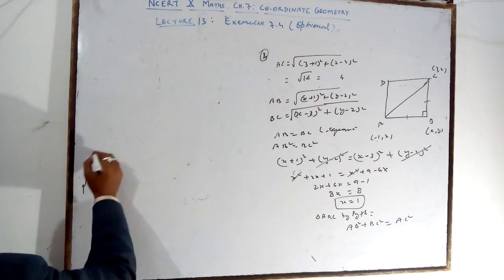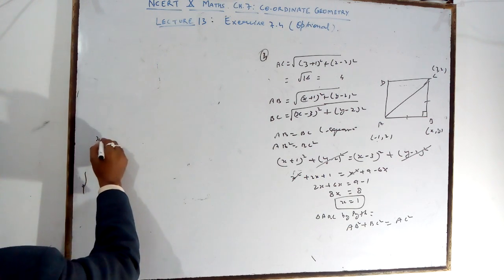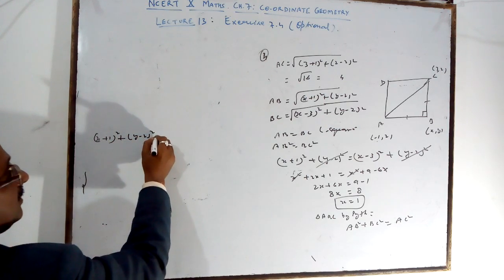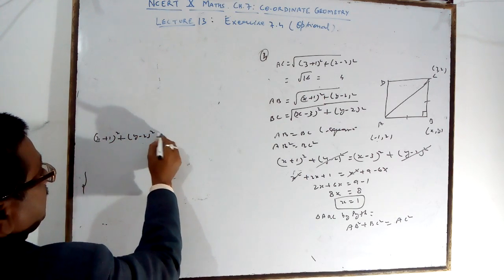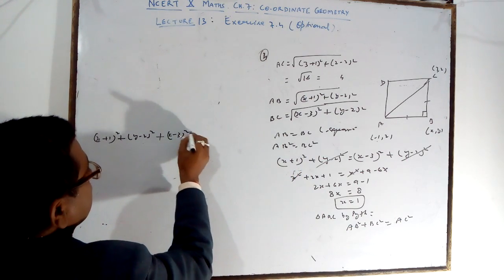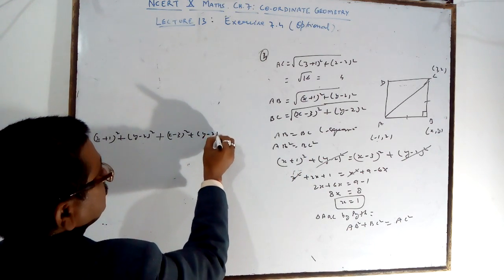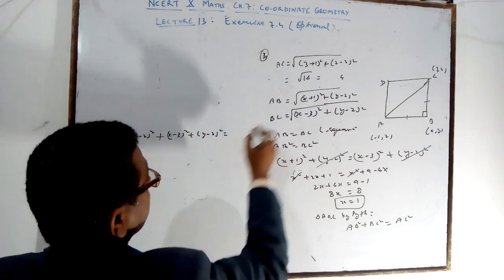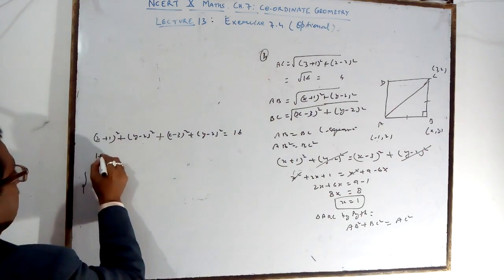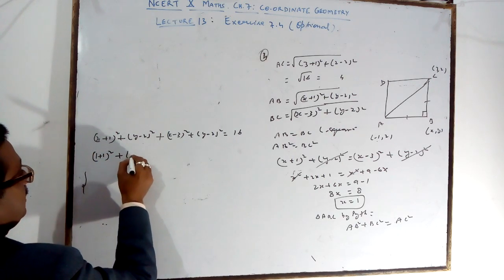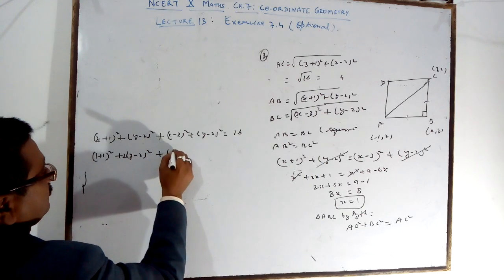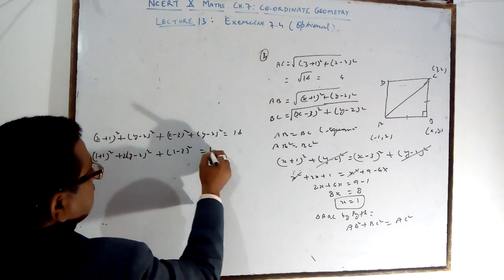What is AB square? AB square is (x plus 1) whole square plus (y minus 2) whole square, the root is cancelled. BC square is (x minus 3) whole square plus (y minus 2) whole square, and this is equal to AC square. 4 square means 16. Put the value x is equal to 1: (1 plus 1) square plus (y minus 2) square, plus (1 minus 3) square plus (y minus 2) square is equal to 16.